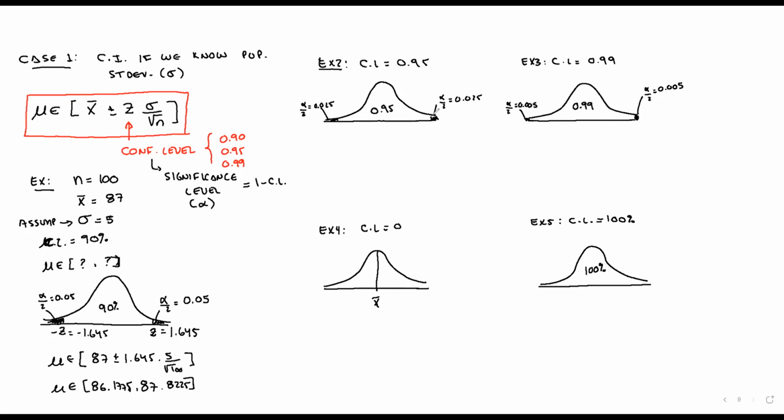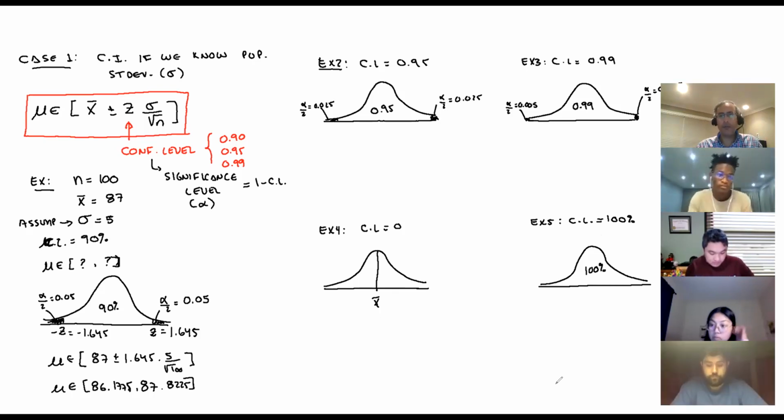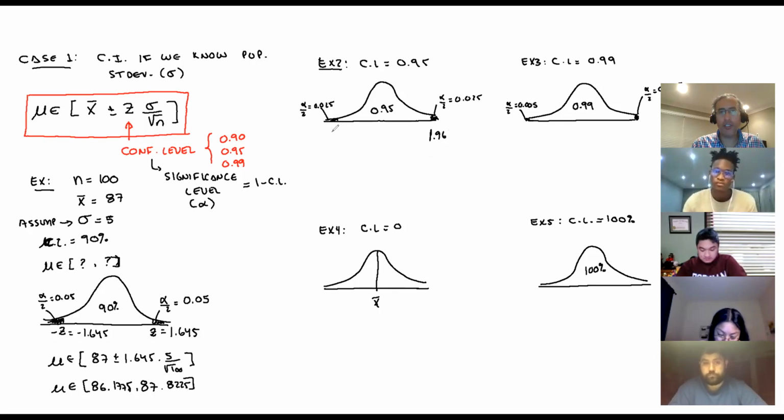Can you tell me what is the 95? So alpha over 2 is going to be 0.025, correct? I got negative 1.96. Okay, so you get what? 1.96. Yes, 1.96. I need you to confirm, guys. Anyone else? You get this? Yep. Perfect.